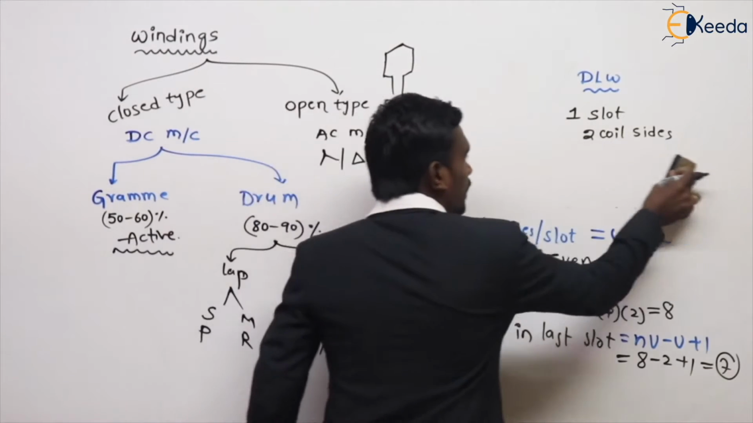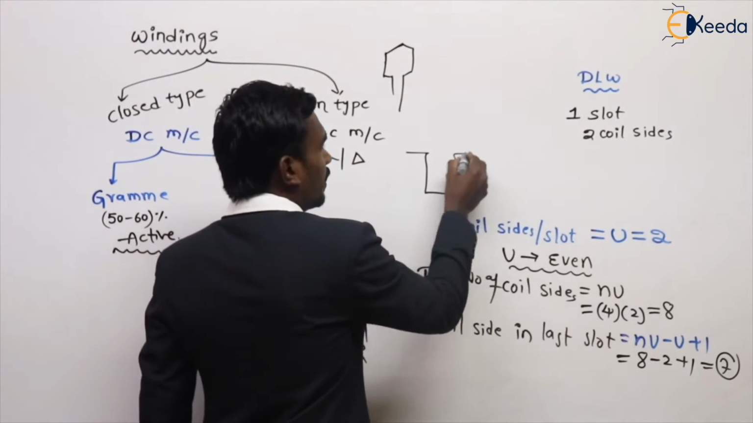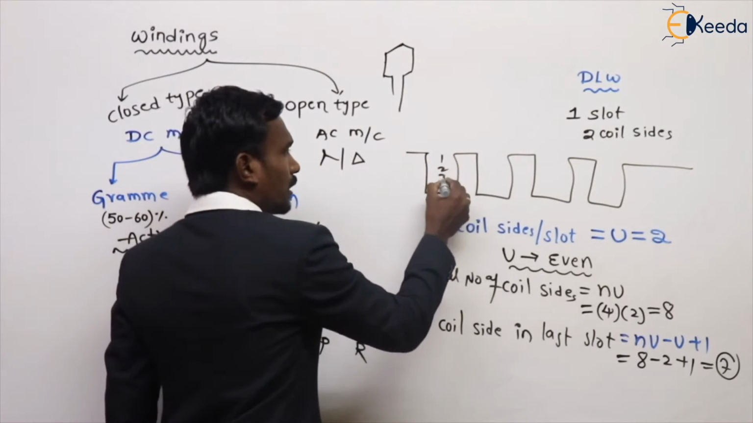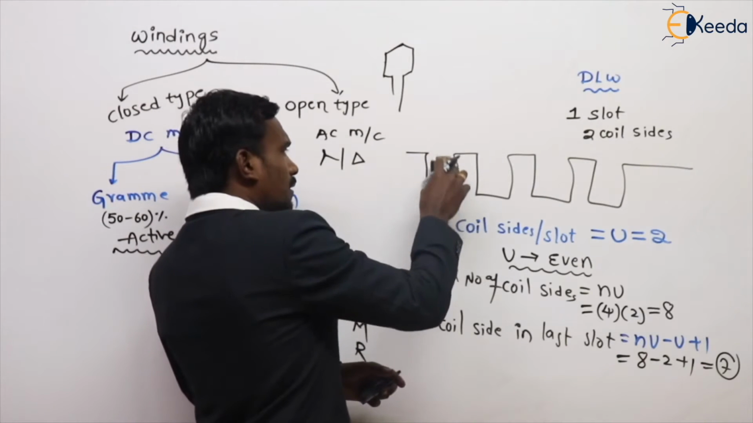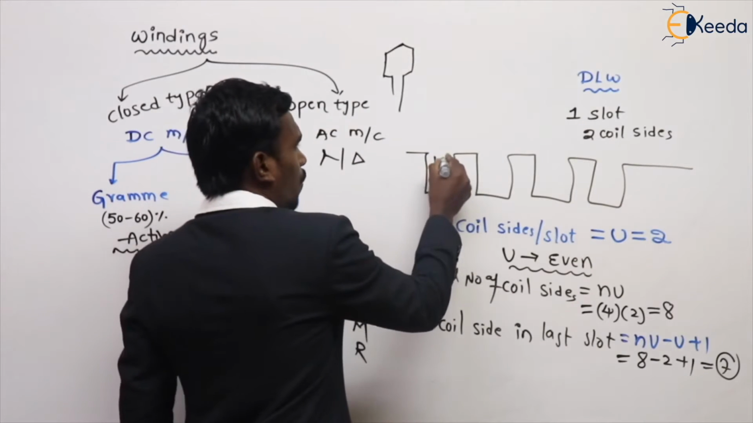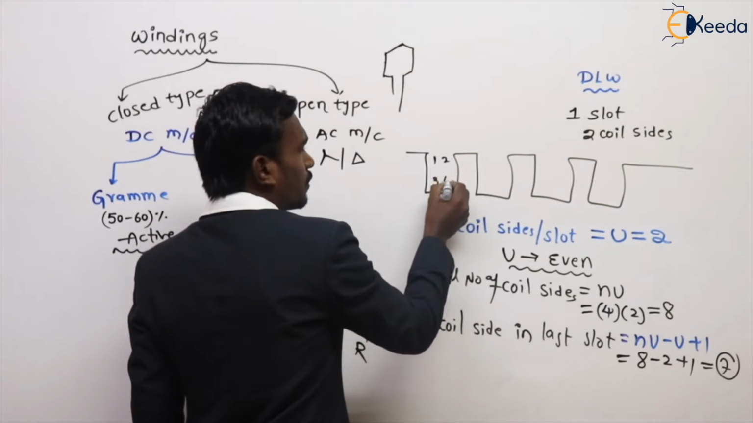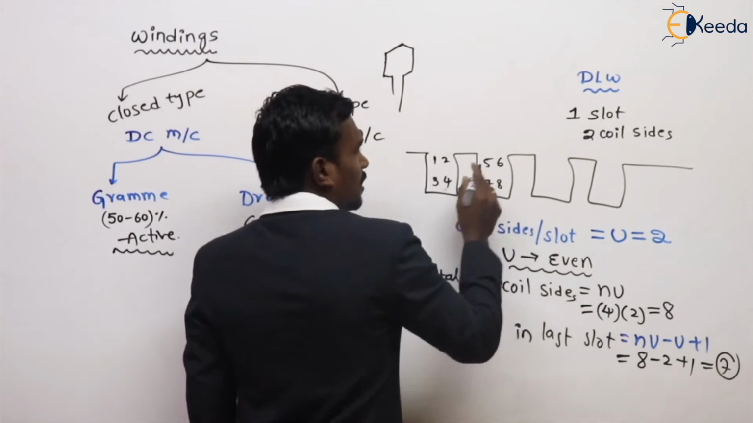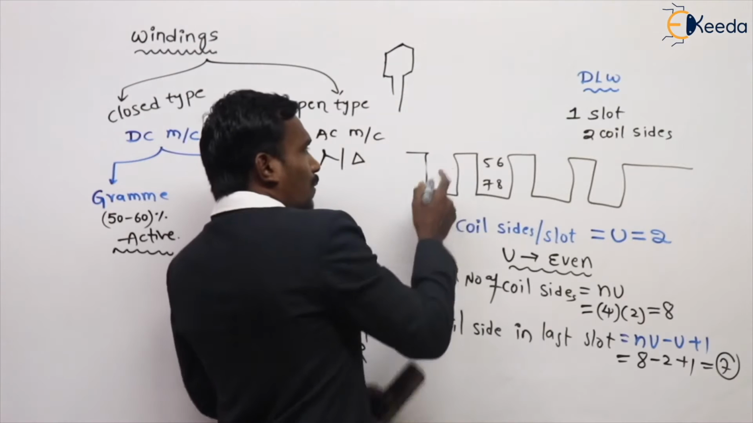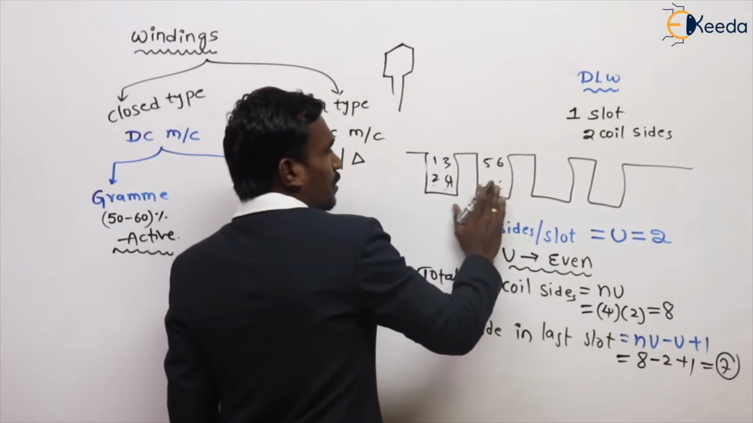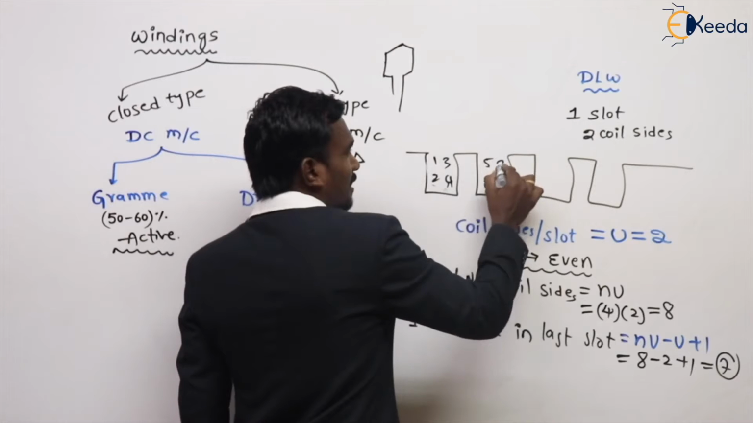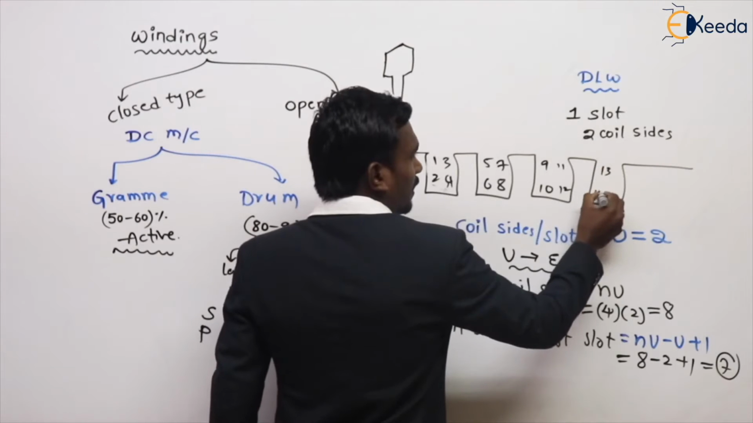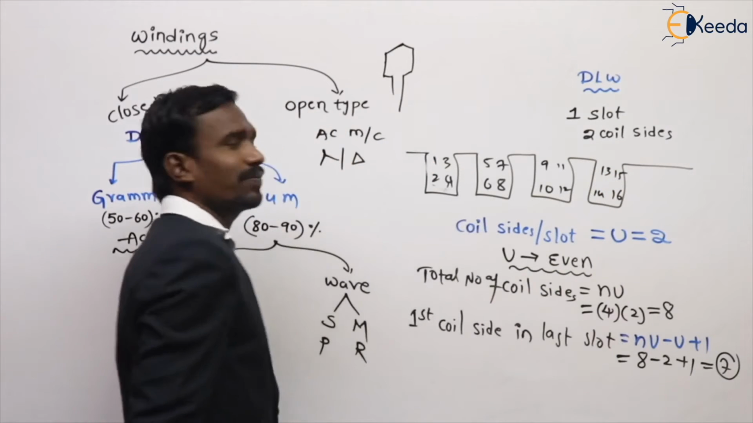Take another example. Yeah, I will take another example. Let's see here. For example, 1, 2, 3, 4. This is a double layer winding, right? Right. 1, 2, 3, 4, 5, 6, 7, 8. It should be 1, 2, 3, 4, 5, 6, 7, 8, 9, 10, 11, 12, 13, 14, 15, 16.